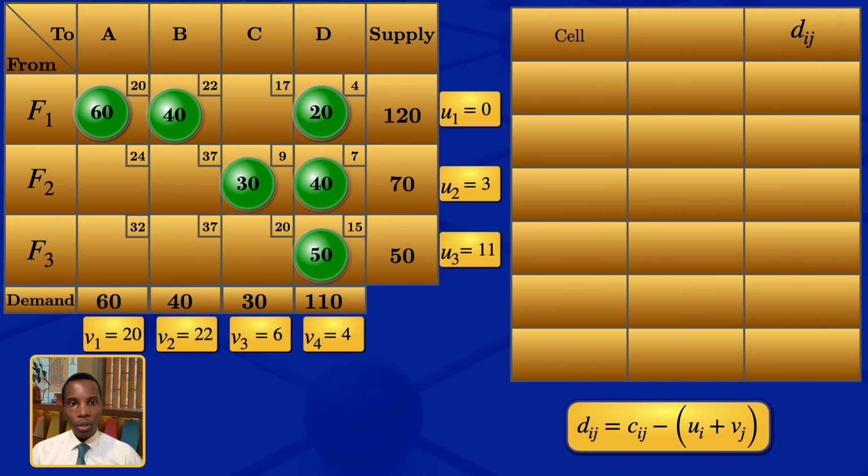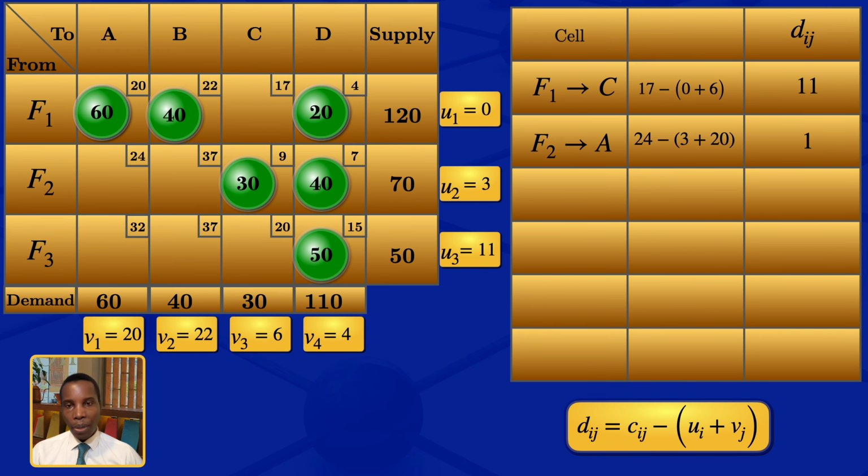So we are looking at unoccupied cells. We start with this one here, that's cell F1 to C. For cell F1 to C, we'll be saying 17 minus the sum of these two values, which gives us 17 minus (0 plus 6), and that is an 11. Then the next unoccupied cell is F2 to A. For cell F2 to A, we are saying 24 minus the sum of these two values, and that is 24 minus (3 plus 20), and that gives us a 1.